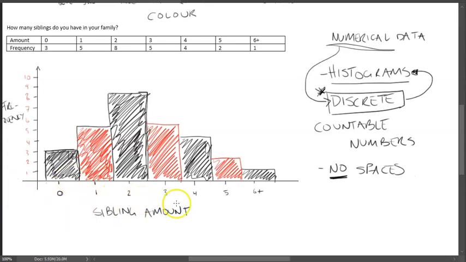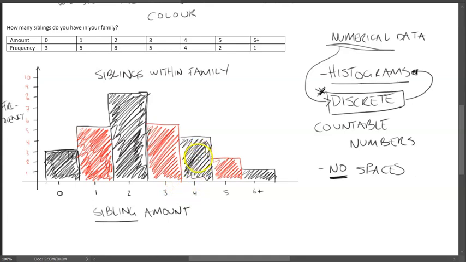Because these are the different categories, numerical categories: 0, 1, 2, 3, 4, 5, and 6 plus for siblings. And then the question, or the title, so those are the labels. The title could be siblings within family. Okay. And this is our discrete numerical data histogram.